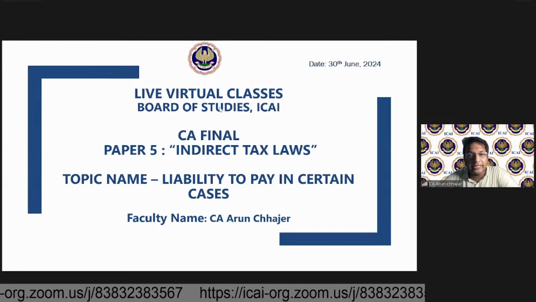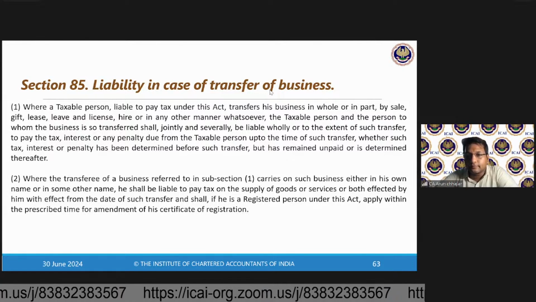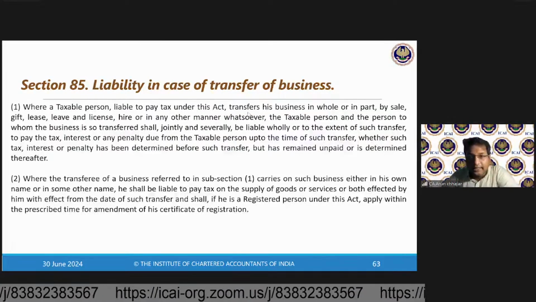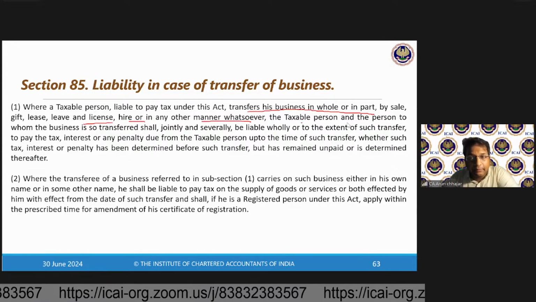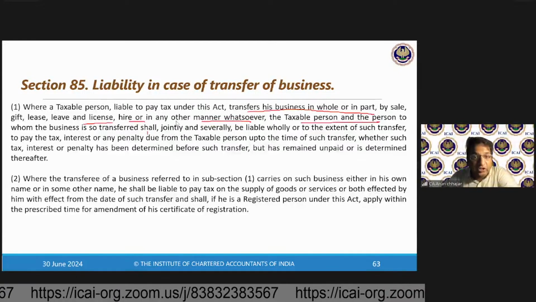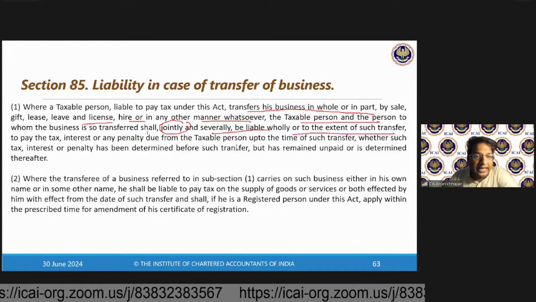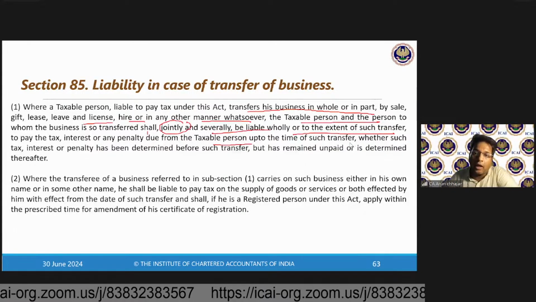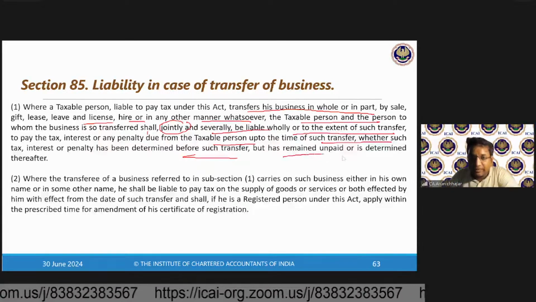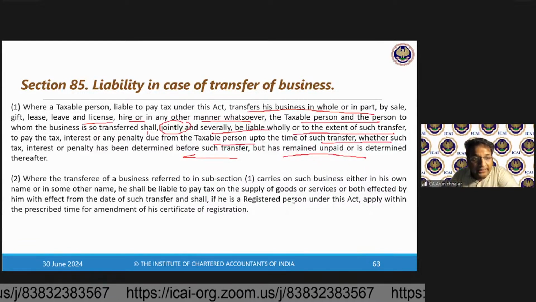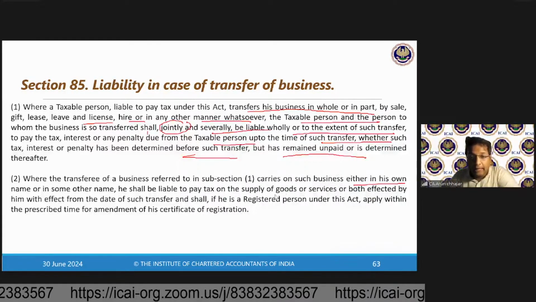Then let me talk about liability to pay in certain cases. Section 85 talks about liability in case of transfer of business. In case of transfer of the business, whole or part, by sale, gift, lease, leave and license, hire or any other manner, the taxable person and the person to whom the business is transferred shall be jointly and severally liable, wholly or to the extent of the transfer, to pay the tax, interest and penalty due from the taxable person up to the time of such transfer, whether such tax, interest or penalty has been determined before such transfer but has remained unpaid.